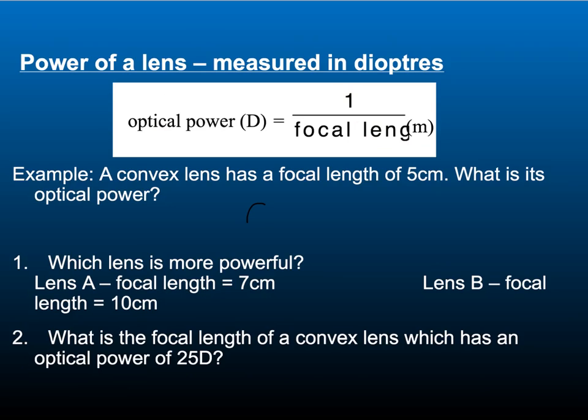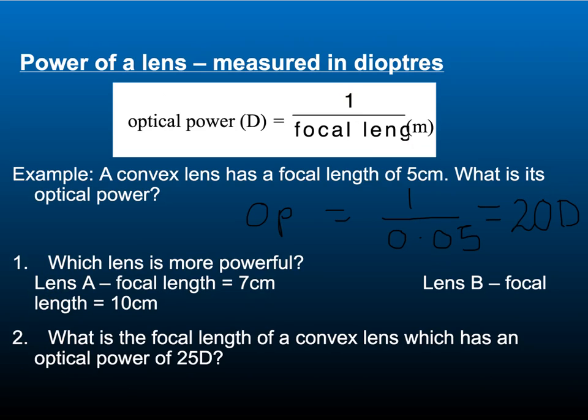So the optical power equals 1 divided by focal length. Now we shouldn't put 5 centimetres there because it needs to be in metres. But 5 centimetres is 0.05 metres. So the optical power of this convex lens will be 1 divided by 0.05, which gives us 20 diopters. You can stop the video now and have a go at these two questions below.